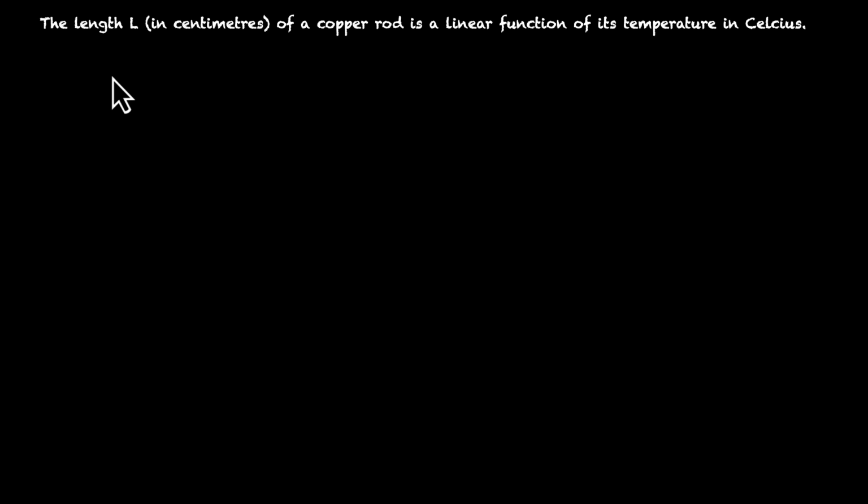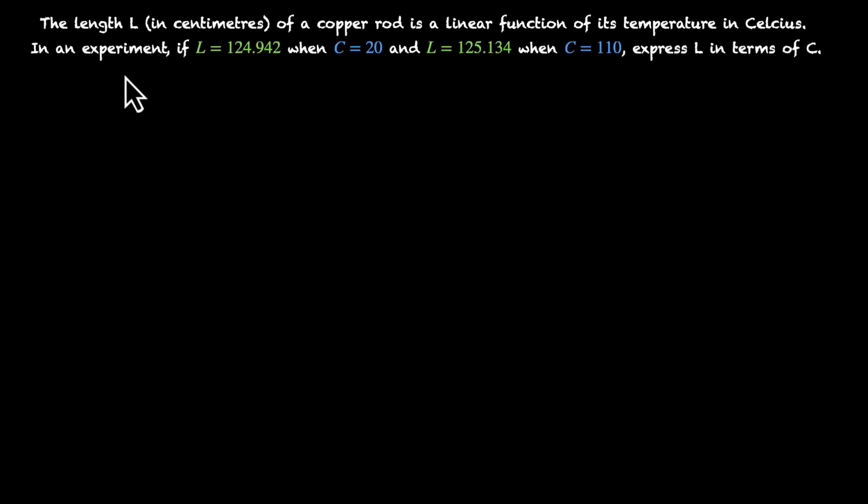In this video, we'll solve some word problems on equations of straight lines. Here's the first one. The length L in centimeters of a copper rod is a linear function, this is the important word, a linear function of its temperature in Celsius. In an experiment, if L equals to this when C equals to 20 and L equals to this when C equals to 110, express L in terms of C.